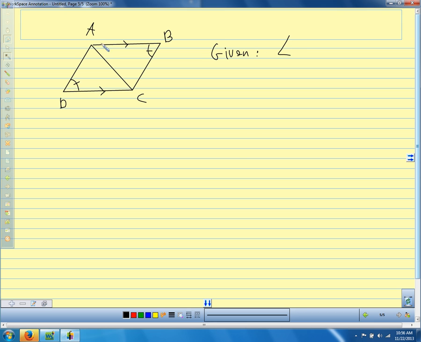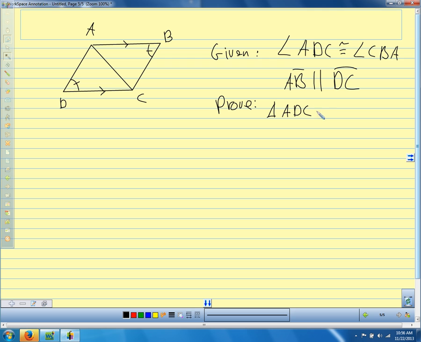We're given that angle ADC is congruent to angle CBA. And we're given that side AB is parallel to side DC. We want to prove that triangle ADC is congruent to triangle CBA. So we want to prove that this triangle is congruent to this triangle.